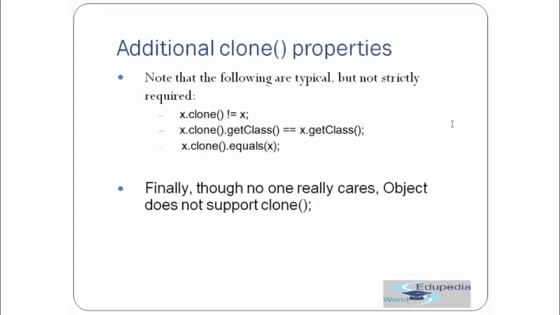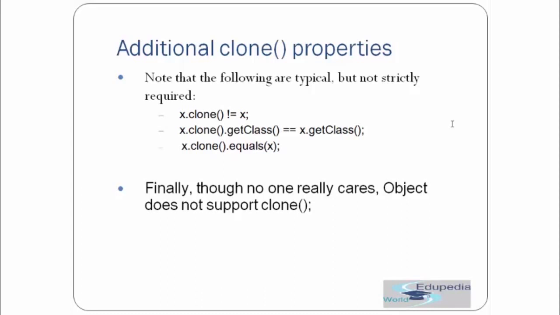Now let's see some additional clone properties. Note these are the typical clone properties, not strictly required, but we typically say it should be this way. First, x.clone() != x, because these are two different objects. Second, x.clone().getClass() == x.getClass(), because the cloned object and the original object have the same class. The third one is x.clone().equals(x). Equals checks only for the values, as in the case of String, so it will give you true.